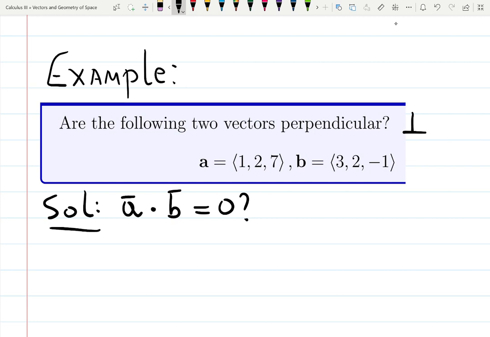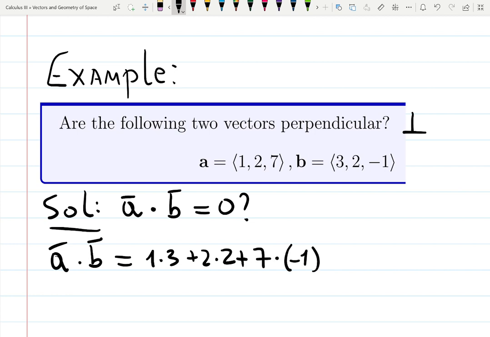So I find a dot product, and if it's zero, then they're perpendicular. If not zero, they're not perpendicular. That's basically the whole idea. Let's do it. A times B, and I will skip the notation really fast. 1 times 3 plus 2 times 2 plus 7 times minus 1. See, we did dots before, right?